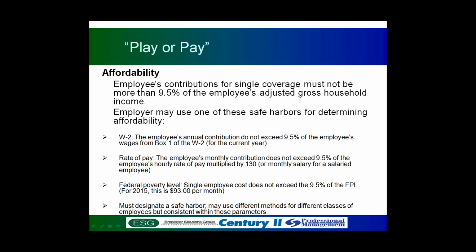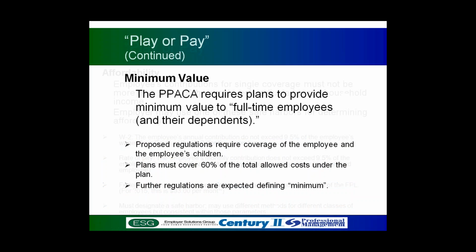And then the last option is just to use the federal poverty level. So if your plan for employee-only coverage is such that the employee paid no more than $93 a month, then you would satisfy the affordability standard of the plan. So that's one prong of the affordability test, if a company is offering benefits, that you do have to satisfy to avoid a penalty.